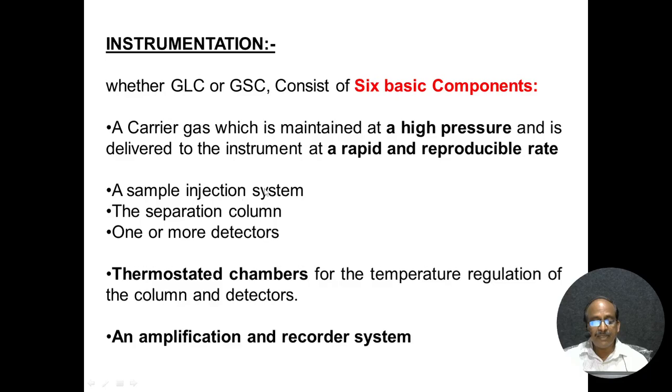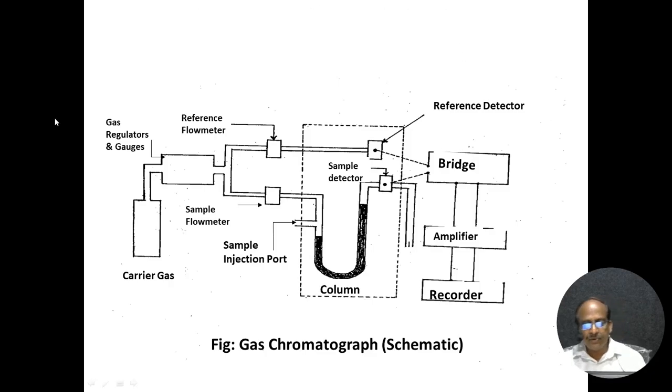Then the sample injection, the separation column, one or more detectors, and another one is the thermostated chambers. Thermostated chambers are the most important. We have to use temperature regulation of the column and detectors, and an amplification and recorder system. This is the schematic flow diagram for gas chromatography.